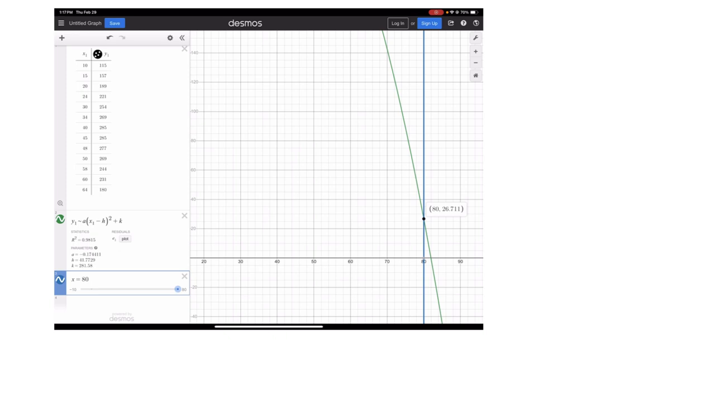Yeah, so here I'm back and explain everything. So this 80, that's the angle that you hit the ball at, and the distance that the ball would travel would be the 26.711. Okay? All right, hopefully that helps you understand how to use DESMOS to do that quadratic regression.